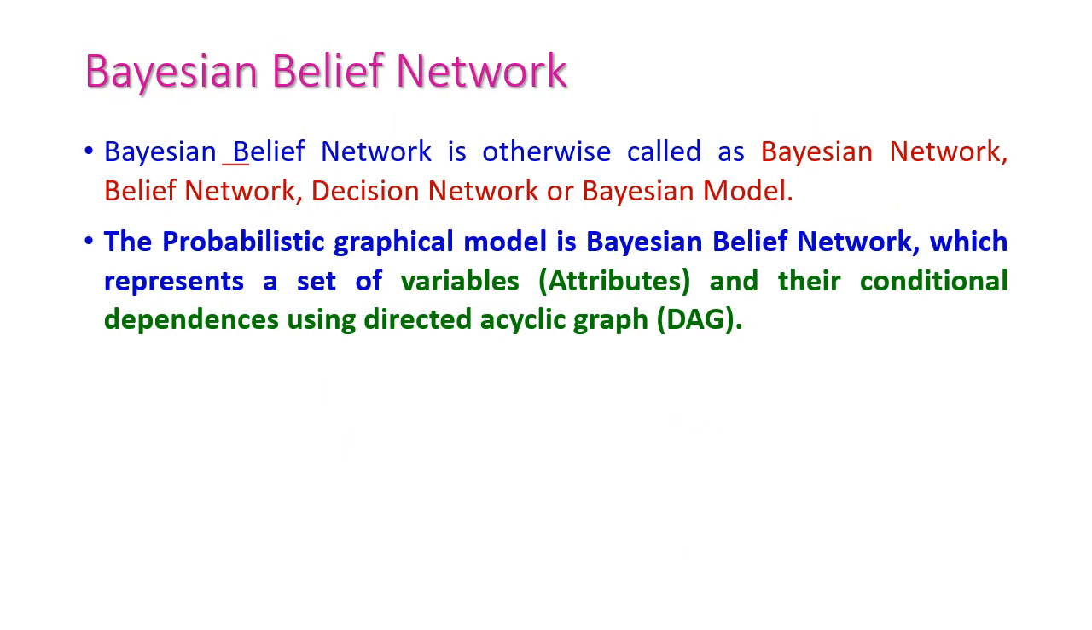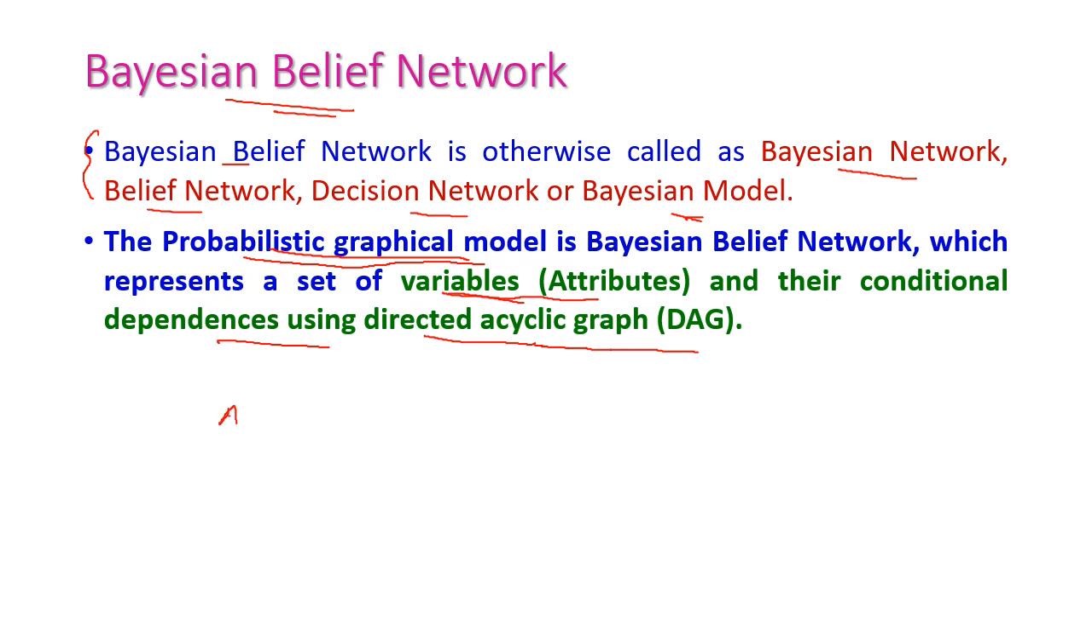Bayesian belief network is otherwise called Bayesian network, belief network, decision network or Bayesian model, whatever it may be. Then what is Bayesian belief network? It is a probabilistic graphical model. It represents a set of variables or attributes and the conditional dependencies of these variables or attributes by using a directed acyclic graph. For example, we are having two variables A and B.